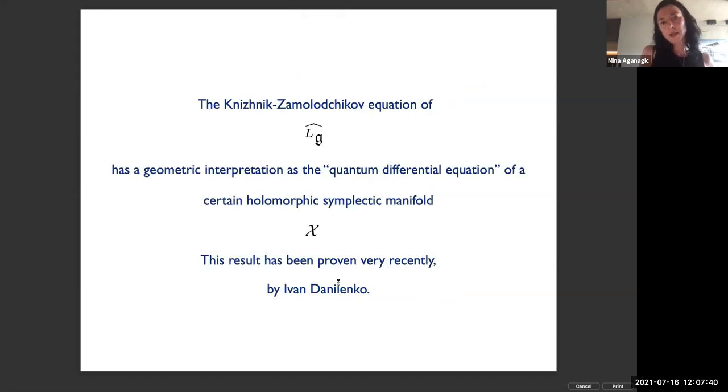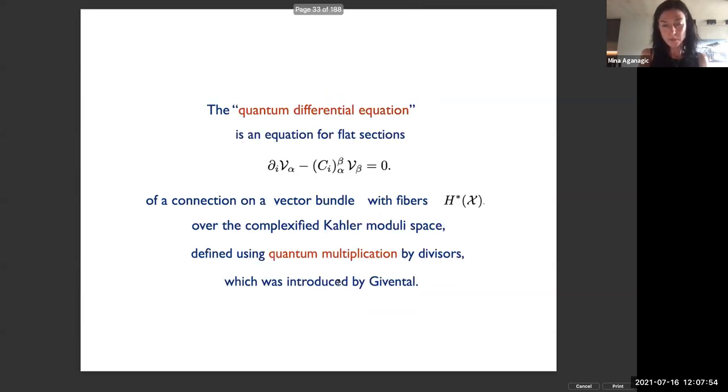The KZ equation has a geometric interpretation as what's called a quantum differential equation of a certain holomorphic symplectic manifold. This is a theorem of Danilenko, who is a postdoc at Berkeley. The quantum differential equation is an equation for flat sections of a connection on a vector bundle with fibers the cohomology groups of X, over the complexified Kähler moduli space. The connection is defined using quantum multiplication by divisors, and the equation was introduced by Givental.